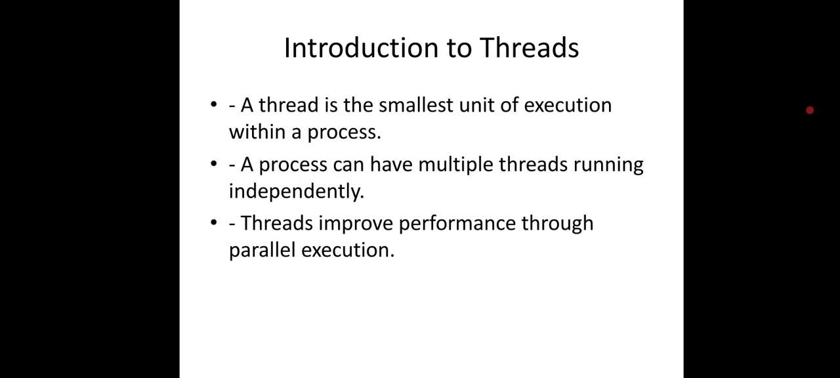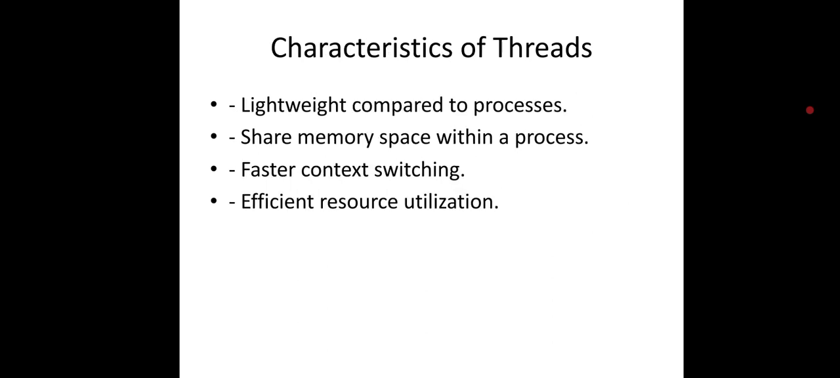A thread is the smallest unit of execution within a process. A process can have multiple threads running independently. Threads improve performance through parallel execution. The characteristics of threads are: lightweight compared to a process, shared memory space within a process, faster context switching, efficient resource utilization.